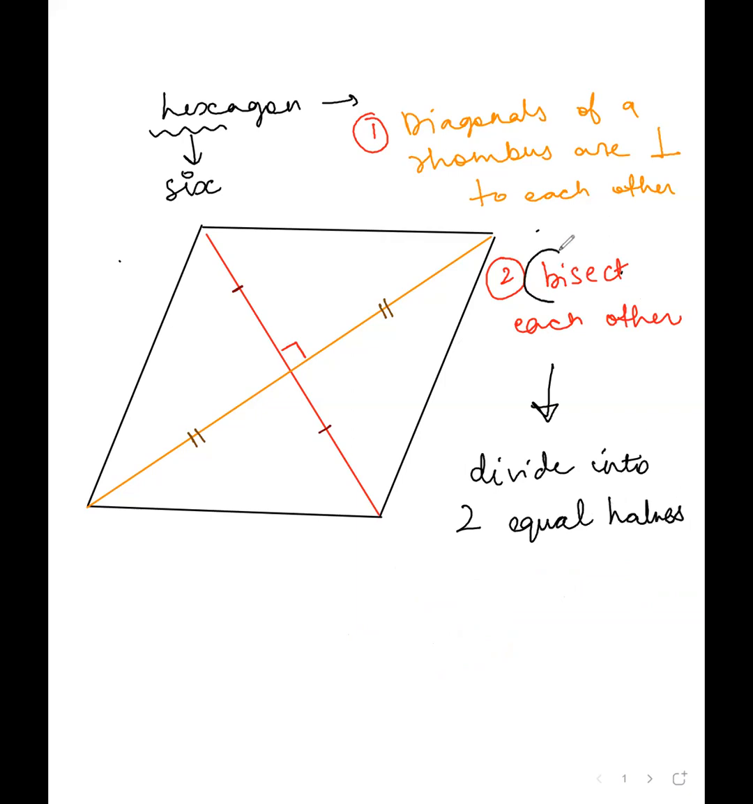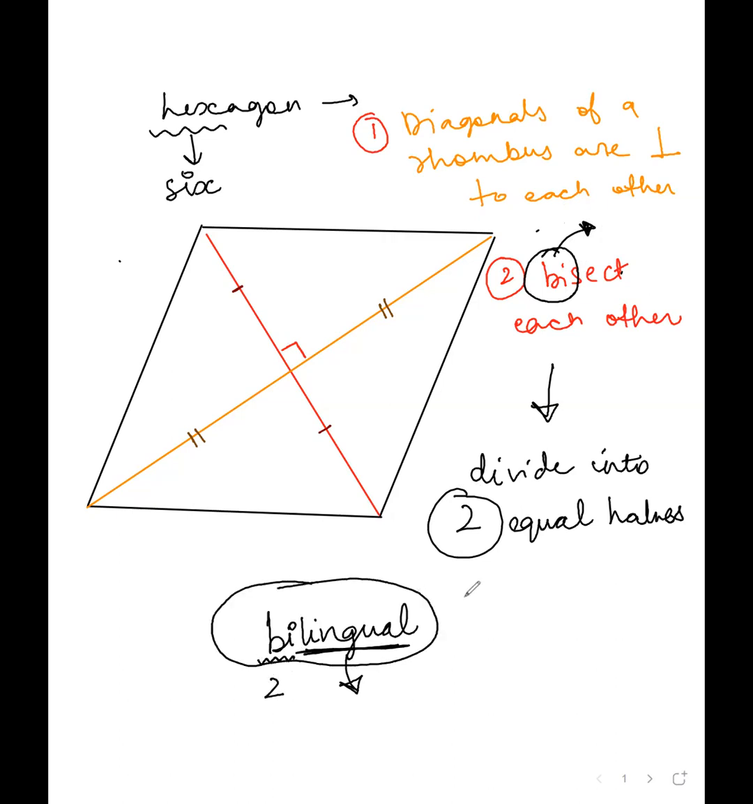Hiba, what does bi mean? Like dividing. See, whenever you use this prefix bi, it means it has something to do with the number 2. For example, there are some people who are bilingual. Lingual means language. Bi means two. So people who are bilingual know two languages.